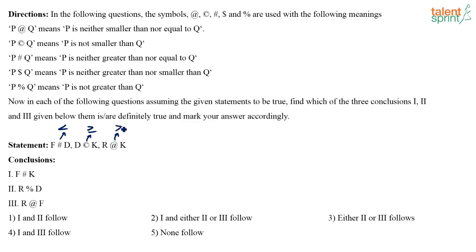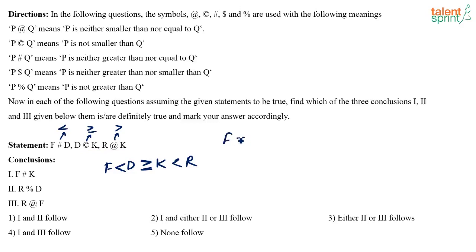This is less than, this is greater than or equal to, and here I have at the rate of is greater than, right? So if I combine, what will I get? I will get f less than d and d greater than or equal to k, and I know k is less than r, right? This is my combined statement. So I hope you understand. Do not combine without finding out these inequalities, right? Do not combine using the symbols itself, you might go wrong. Okay, so I hope that part was clear.